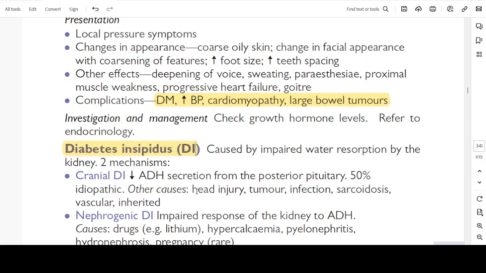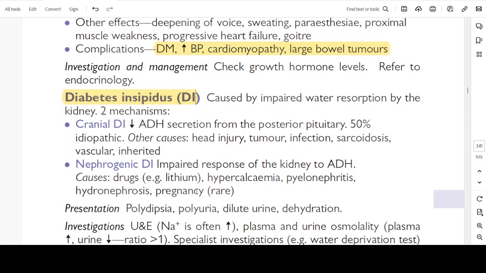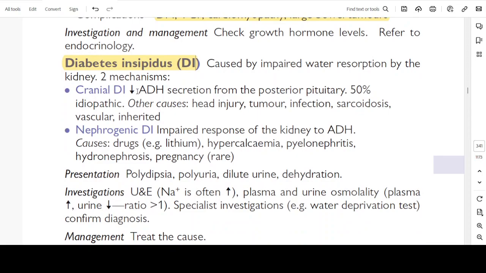Caused by impaired water reabsorption by the kidneys. Two mechanisms. Cranial diabetes insipidus: there is a decrease in ADH secretion from the posterior pituitary. 50% idiopathic. Other causes are head injury, tumor, infection, sarcoidosis, vascular or inherited. Decreased ADH secretion is due to decreased secretion from the posterior pituitary.